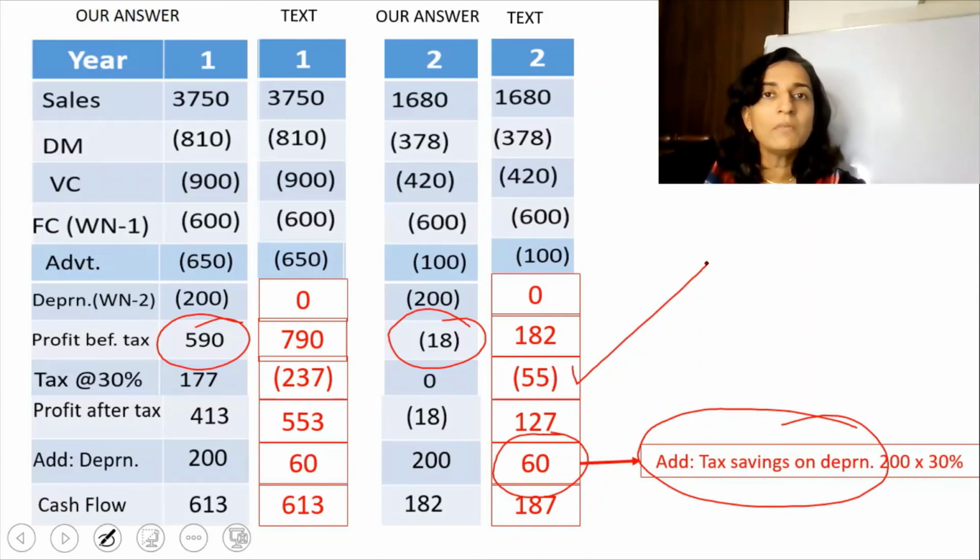So whenever you see an answer in the text, apply the logic and understand whether what they have done is right. Whatever is written in the text may not be right. With this, we come to an end of part A of the question.